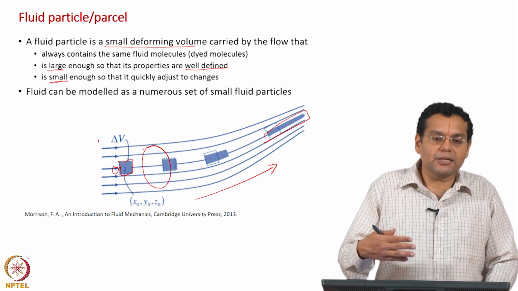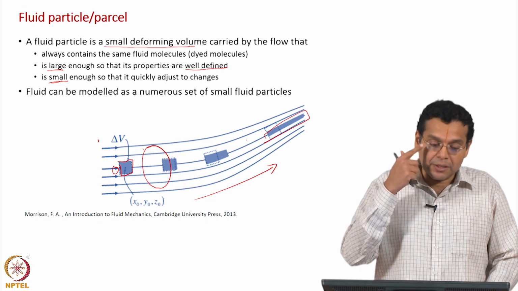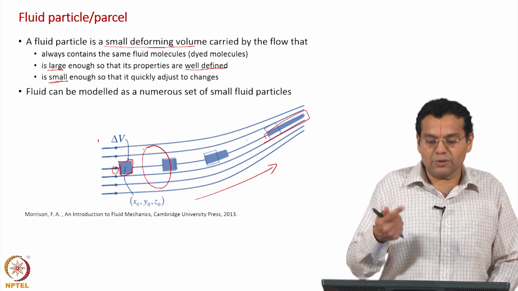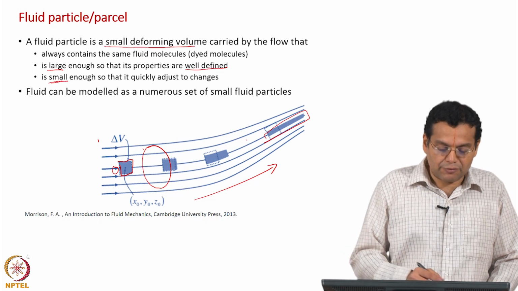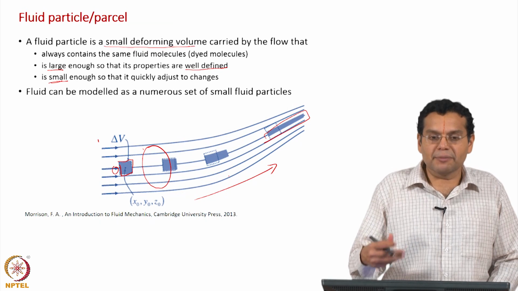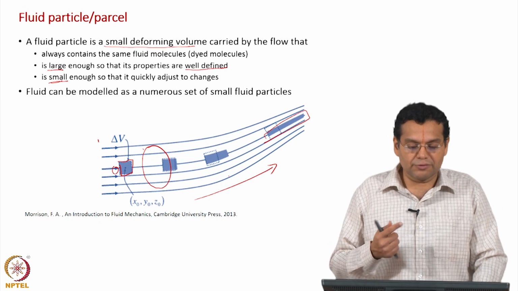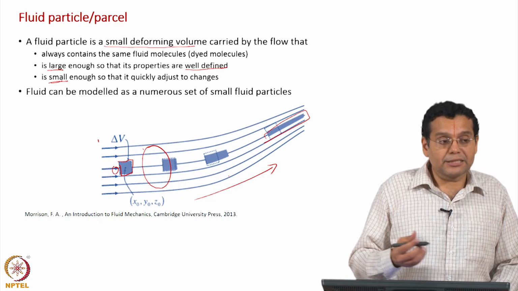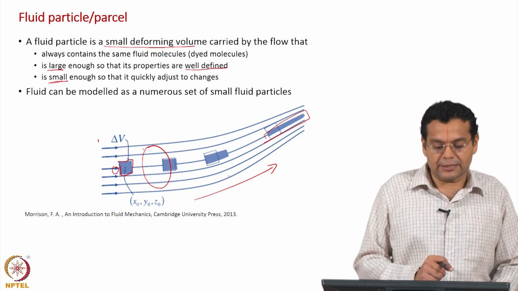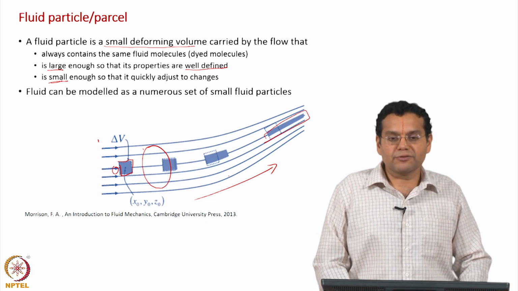So, whatever happens to the fluid also happens to the fluid particle. The fluid particle should mimic what is happening to the flow. So, a fluid particle is a small deforming volume carried by the flow. Why does it deform? When the fluid undergoes deformation, the fluid particle also undergoes deformation. It mimics what has happened to the fluid flow. It always contains the same fluid molecules, is large enough so that its properties are well defined, is small enough so that it quickly adjusts to changes, and fluid can be modeled as a numerous set of small fluid particles.